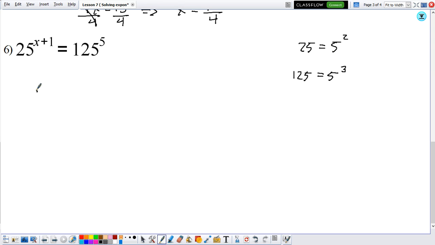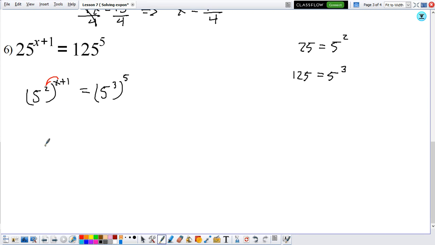So the left side becomes 5 to the second, x plus 1. And now the right side becomes 5 to the third, exponent 5. Because 125, that equals 5 to the third. So that 5 still remains outside. 25 is 5 to the second. We got an exponent of x plus 1, so we got to put it in a big parenthesis outside. So this is what we have now. So let's just simplify. Let's multiply the exponents here.